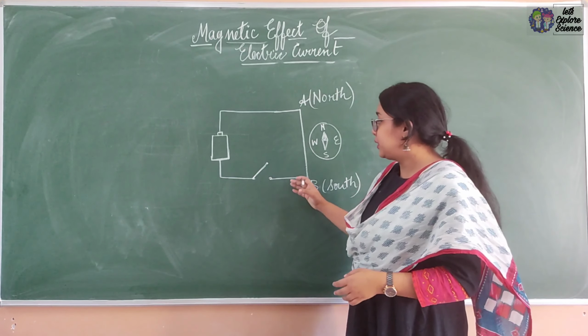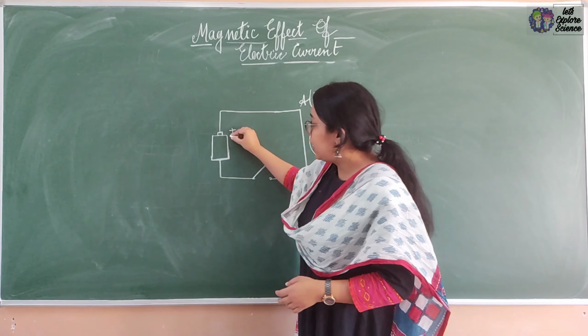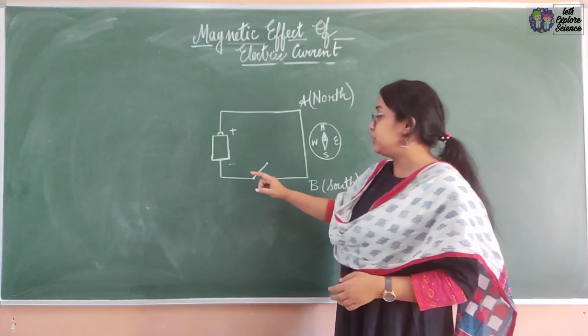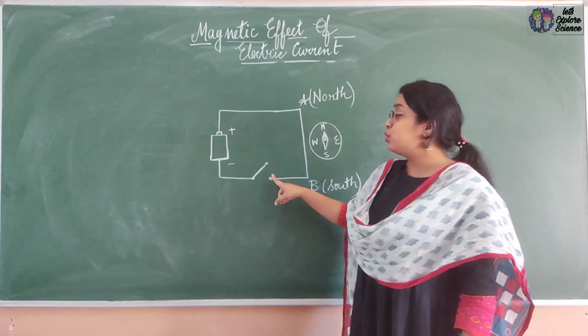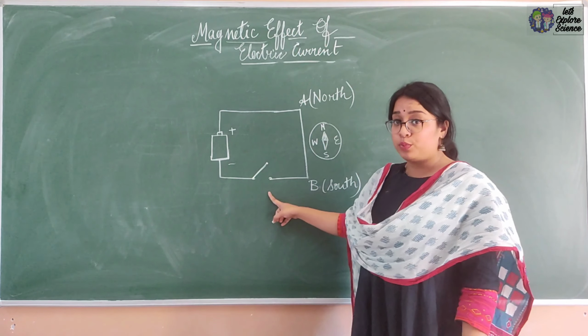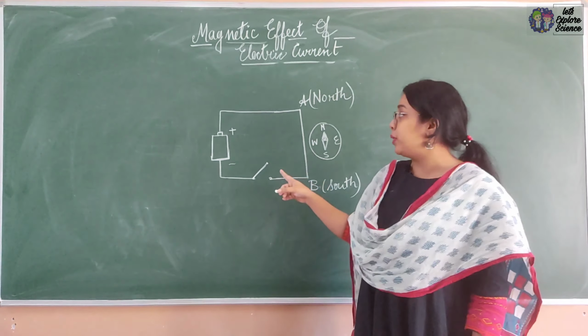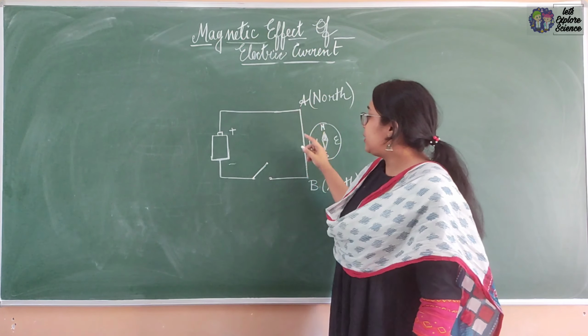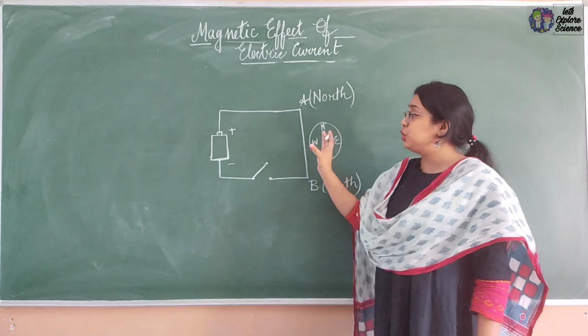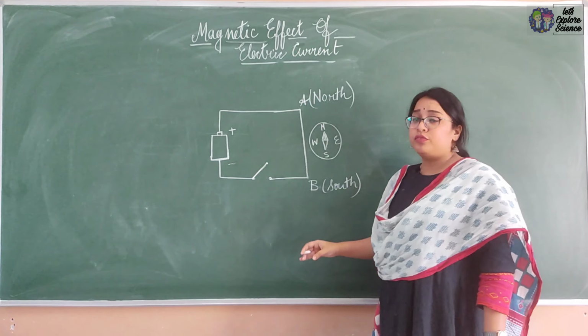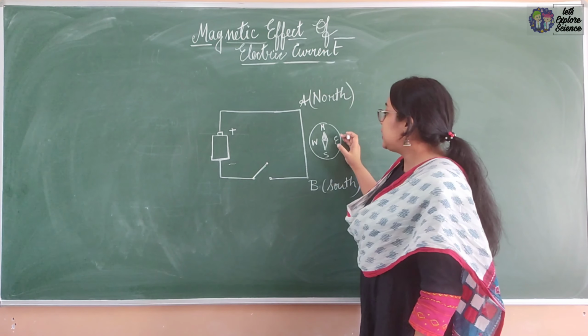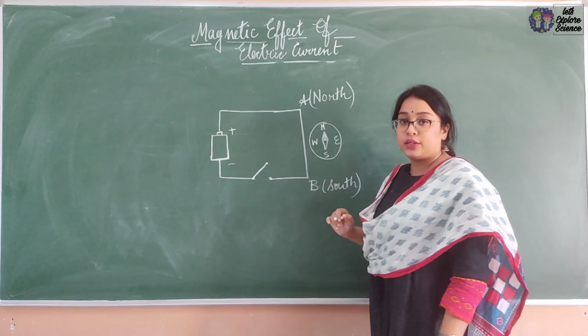See, this is a circuit and this is a cell. It consists of a positive terminal and a negative terminal. This is the switch. Is the switch in the on position or the off position? It is in the off position. That means the circuit is open. Now see, we have kept a compass just near the AB part of the conductor, and you can see it shows the north and south direction.